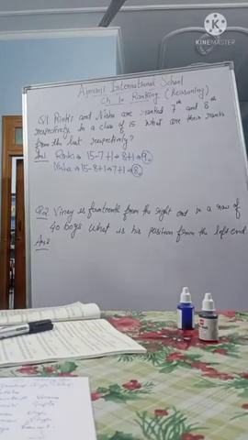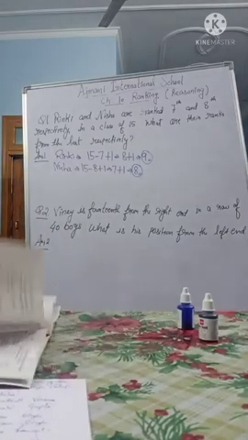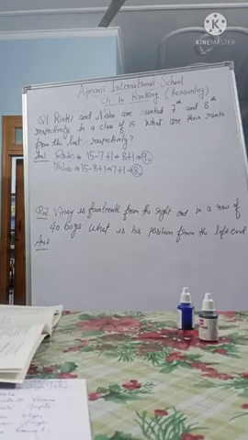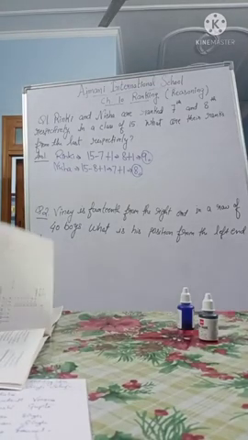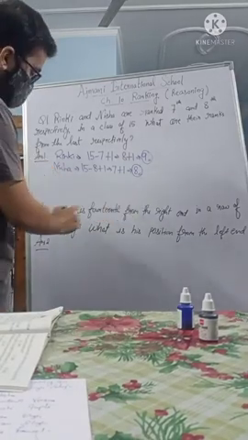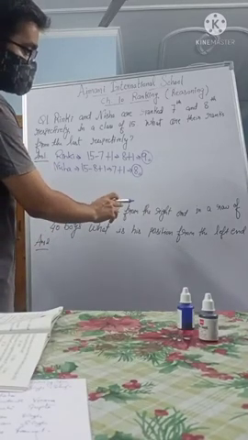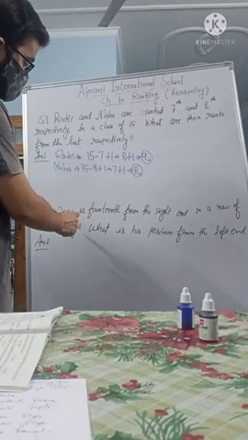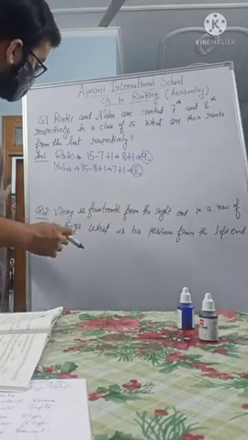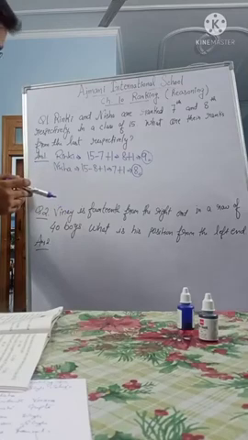Vinay is 14th from the right in a row of 40 boys. The question is Vinay is 14th from the right in a row of 40 boys. ठीक है, right and it means, and the total number of boys are 40. What is his position from the left hand? Vinay's right hand position is given. We have to find his left one.